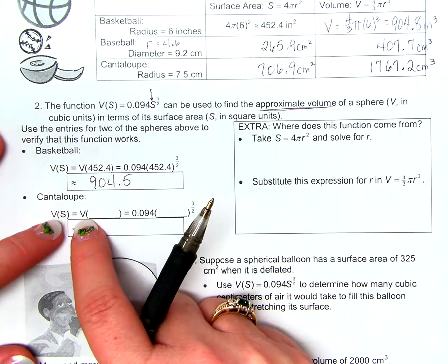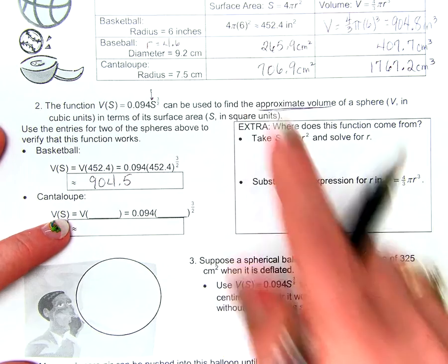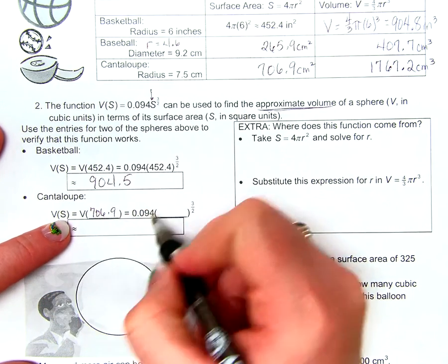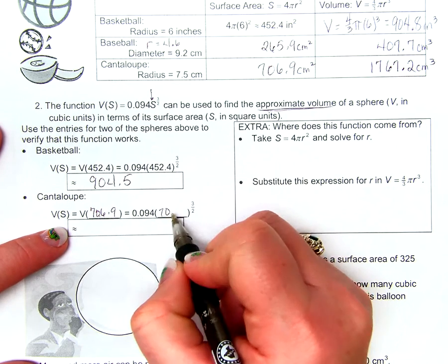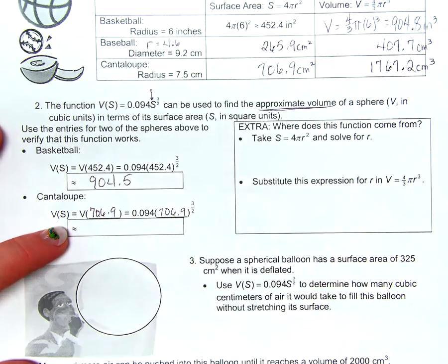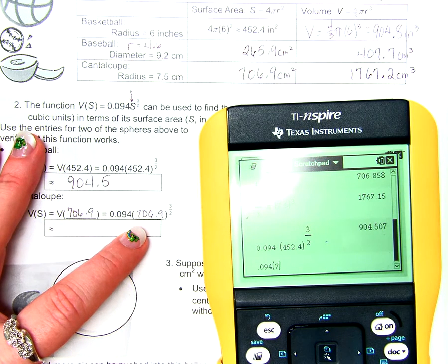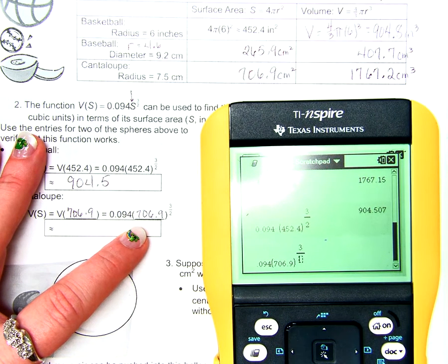Okay. So what about a cantaloupe? Well, what is the surface area of a cantaloupe? 706.9. If we put it here, we also want to put it here because that's where the S was. This is also where the S was, so we need to fill that in as well. So we say 0.094 times 706.9 raised to the 3/2 power.